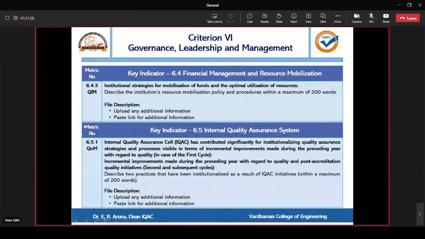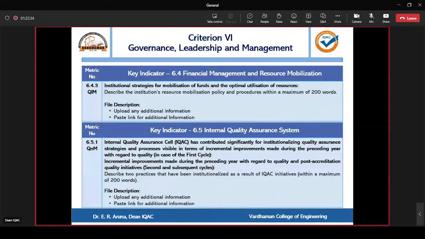And coming to the next key indicator, which is the internal quality assurance system. The first one, 6.5.1, is a QlM. The IQAC has contributed significantly to institutionalization of quality assurance strategies and processes, visible in terms of incremental improvements made during the preceding year with regard to quality. In case of the first cycle, incremental improvements made during the preceding year with regard to quality and post-accreditation quality initiatives. Here we have to describe within 200 words.